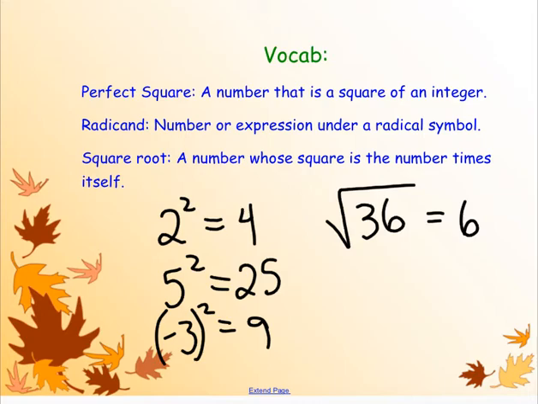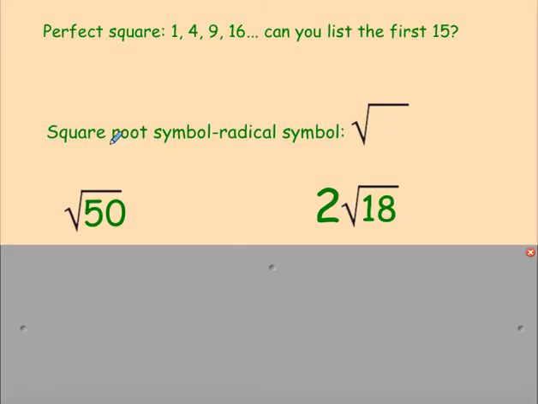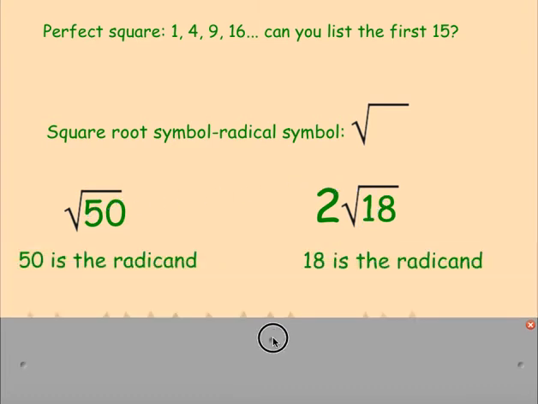Okay, let's continue on. So, if we look at some perfect squares, think about what are some of the first 15. Thinking of things like 25, 36, 49, 64, 81, 100, and so on. It's important to know these because as we take these square roots and simplify them down, being able to know those perfect squares is going to be very helpful. Our square root symbol looks like this, like we said. And if we look at the square root of 50, well, 50 is the radicand. The square root of 18, 18 is the radicand.